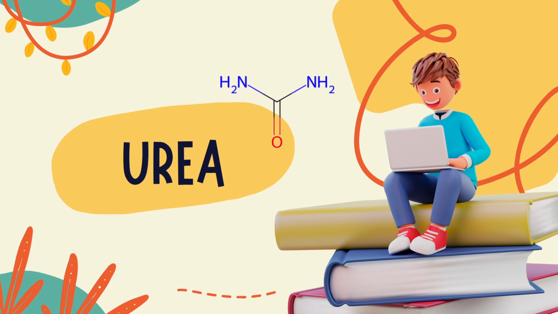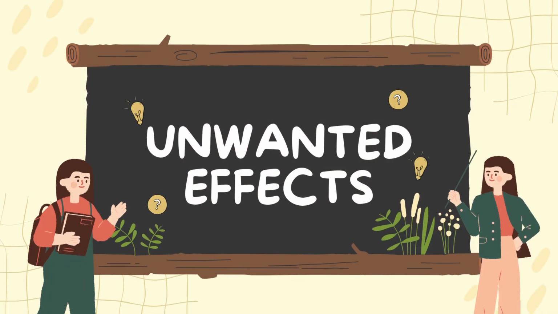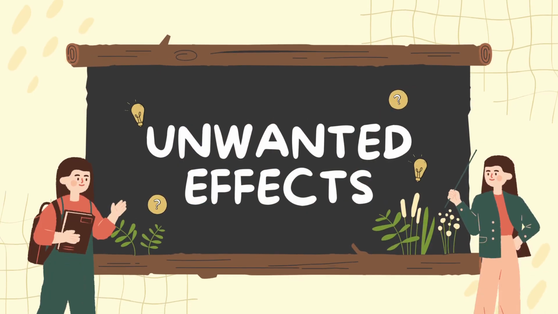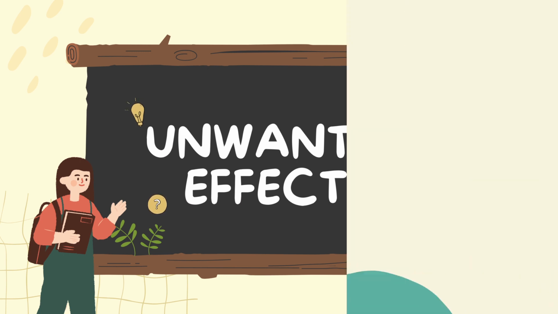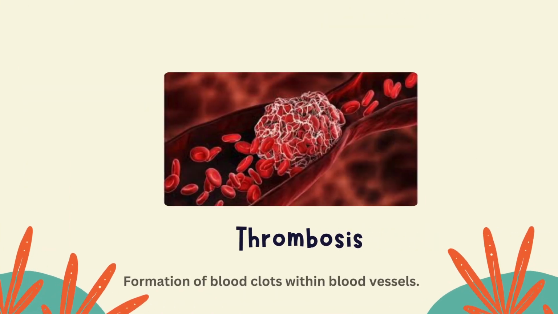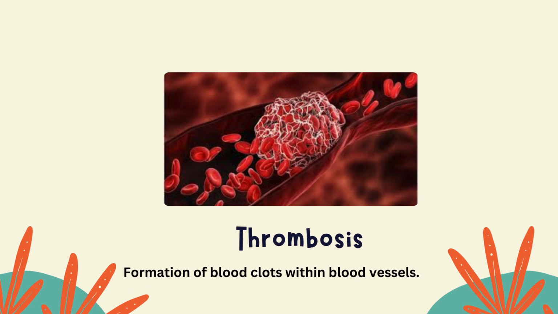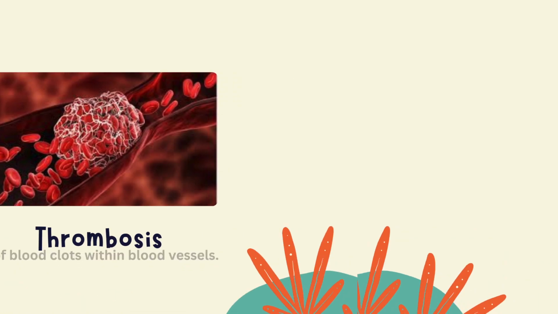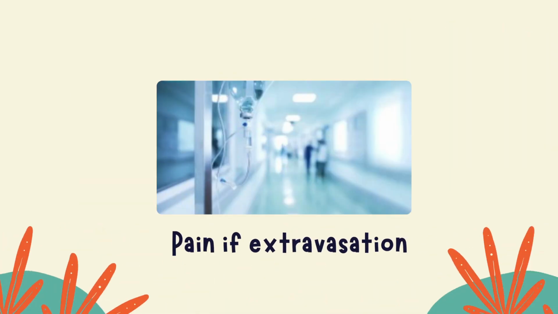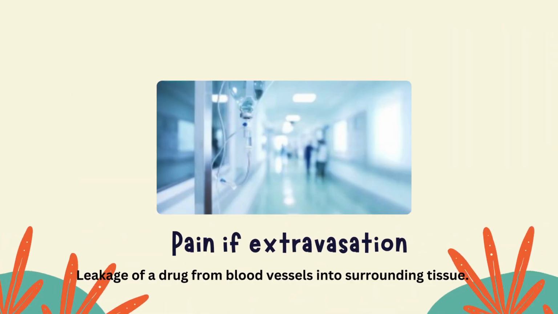Next, we have urea. Some of the unwanted effects of urea are thrombosis. Urea, when used intravenously, can increase the risk of thrombosis, which is the formation of blood clots within blood vessels. This can be a serious complication. Additionally, pain if extravasation. Extravasation refers to the leakage of a drug from the blood vessel into the surrounding tissue. Urea can cause pain if this occurs.